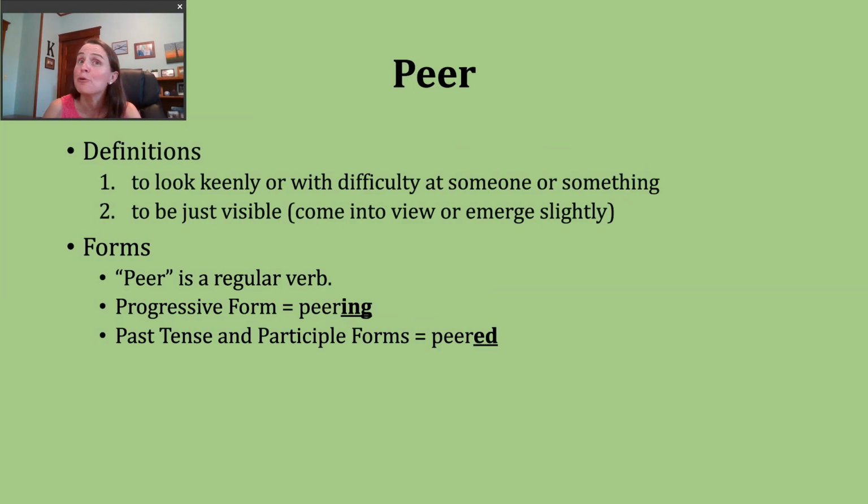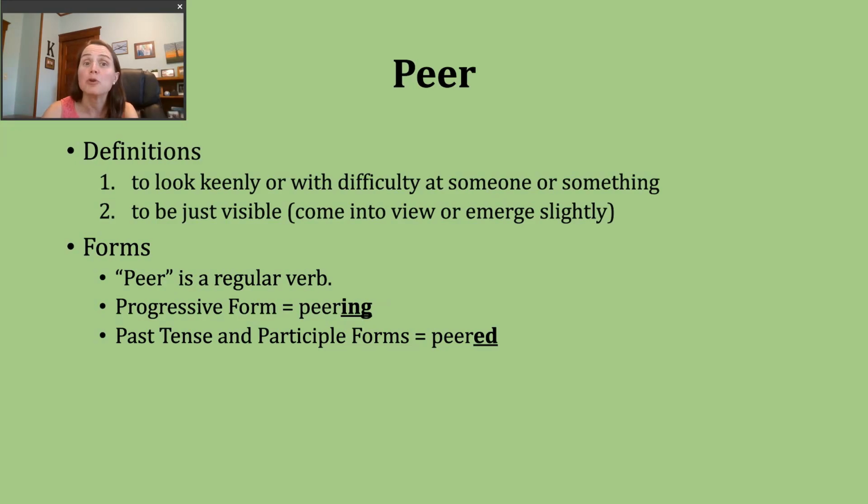The first way you might encounter this verb means to look keenly or to look at something with difficulty. So again, our definition here, we're thinking about using our eyes to look at someone or something, and generally, it can be sort of a longer look. So it's not always something that's very short or quick here with this first definition.